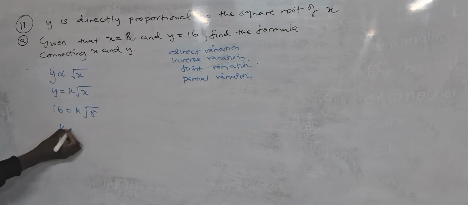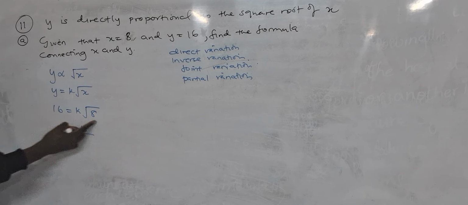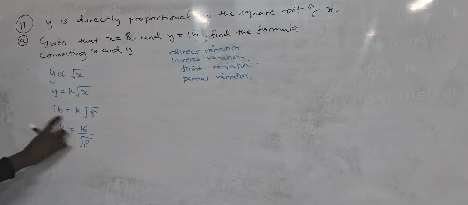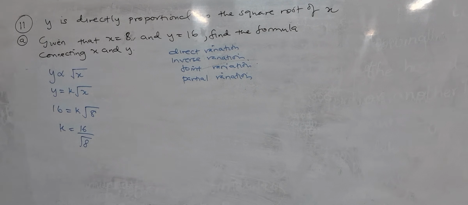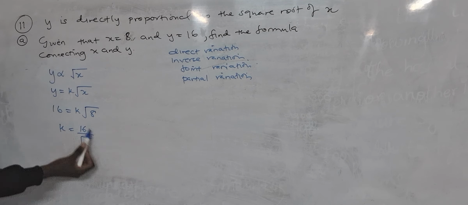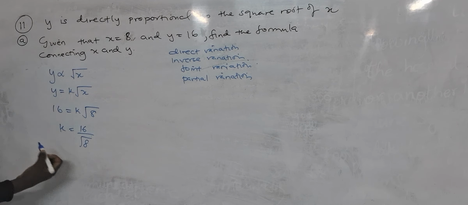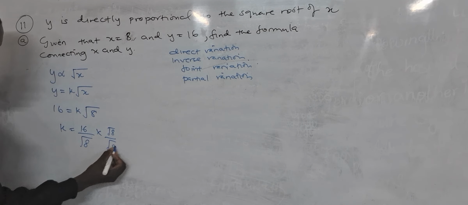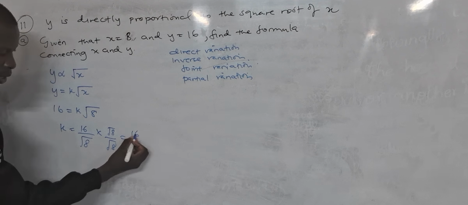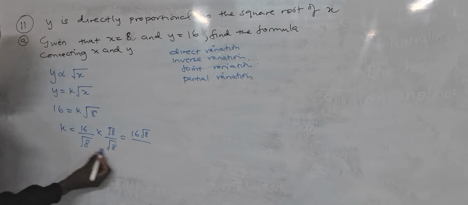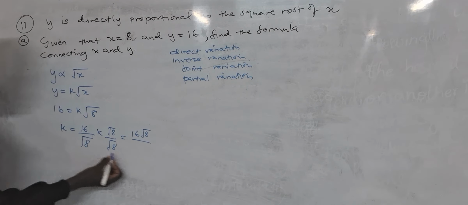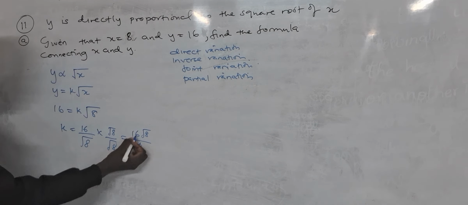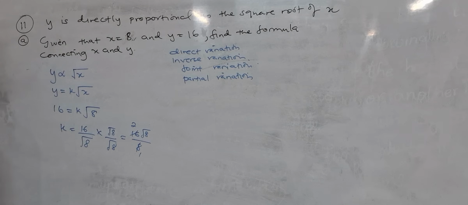In order for you to find the value of k, you divide both sides by root 8. Okay, this can be further simplified. How? You rationalize. You multiply by root 8 divided by root 8. So the answer here is 16 root 8 divided by root 8 times root 8. What is the answer? This is 8, and 8 into 16, this is 2.